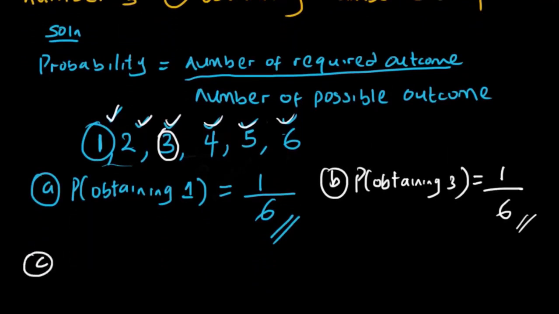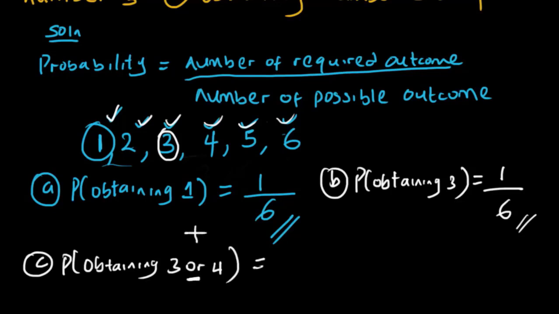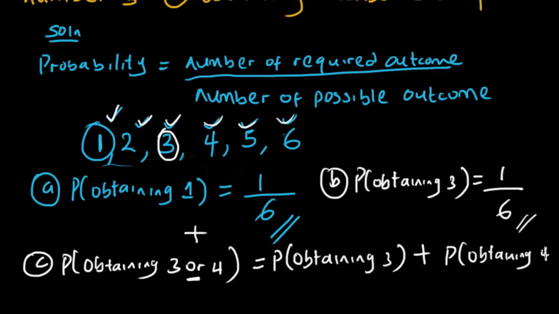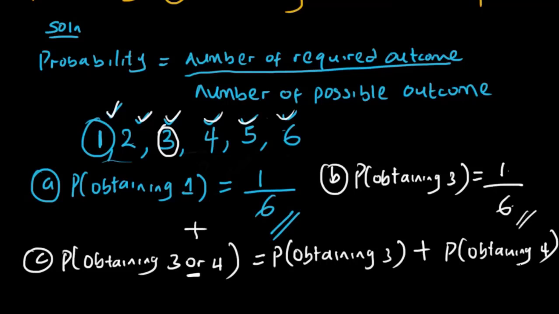So we have C, probability of obtaining 3 or 4. I hope you've not forgotten what I told you "or" represents in probability. It represents plus. So this equals probability of obtaining 3 plus probability of obtaining 4. Now we've got the probability of obtaining 3 as 1 over 6. So we need to get the probability of obtaining 4. Then we can now slot it into this. Do you understand?